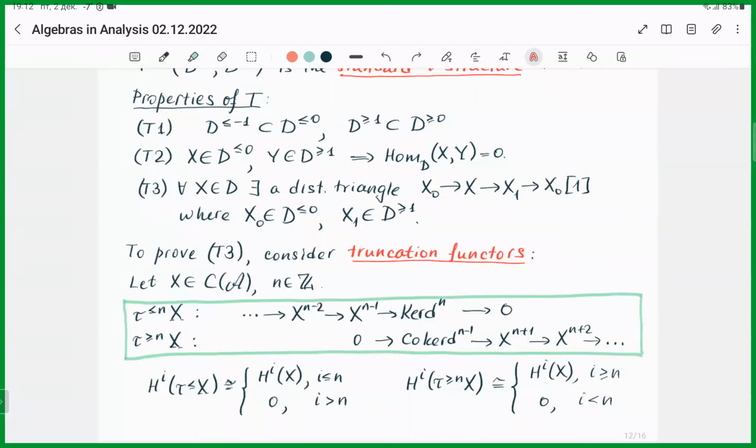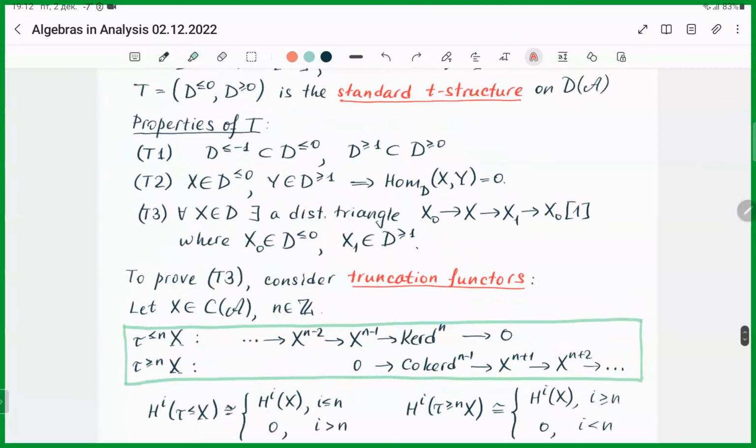So here are some basic properties of the standard T structure. The first property is obvious. We have already mentioned this a minute ago. The second property is that once we have a complex X cohomologically concentrated in degrees less than or equal to 0, and the second complex Y is cohomologically concentrated in degrees greater than or equal to 1, then the only morphism from X to Y is 0. This is not entirely obvious, but this can be proved. Basically, the idea is that once we have a morphism from X to Y, it's obvious that it induces 0 in cohomology. That's the main point.